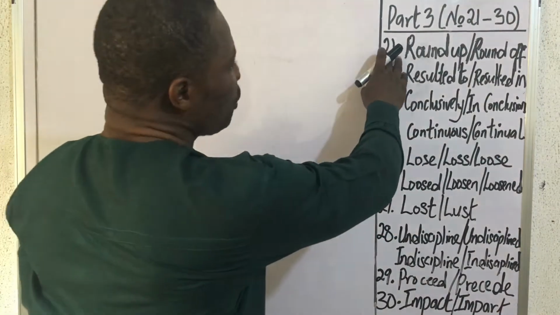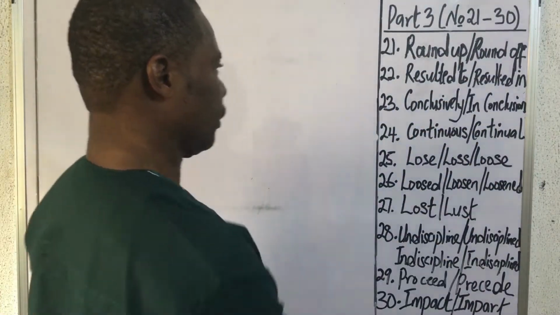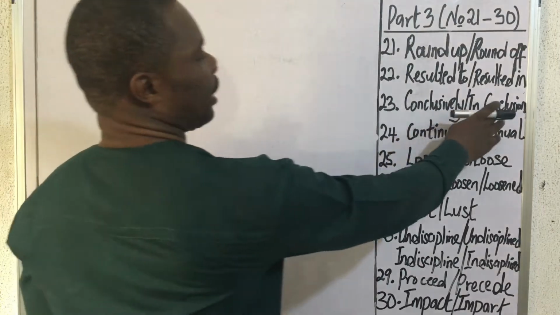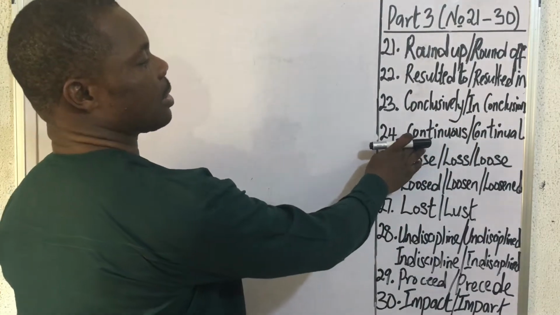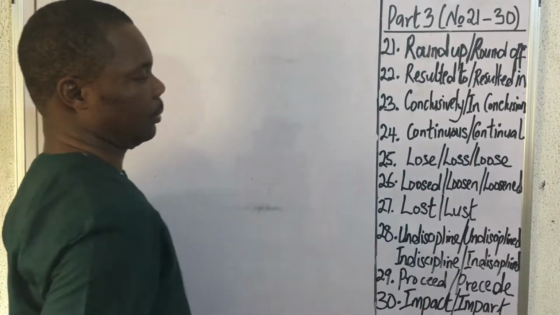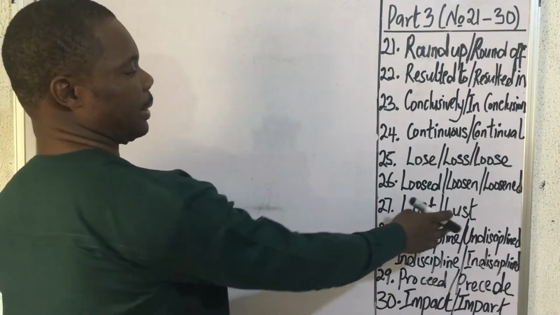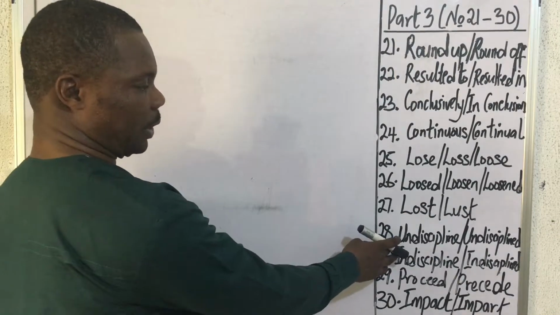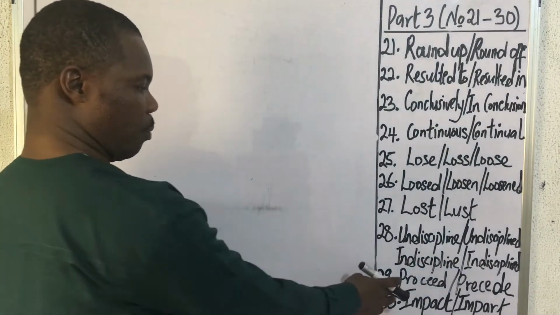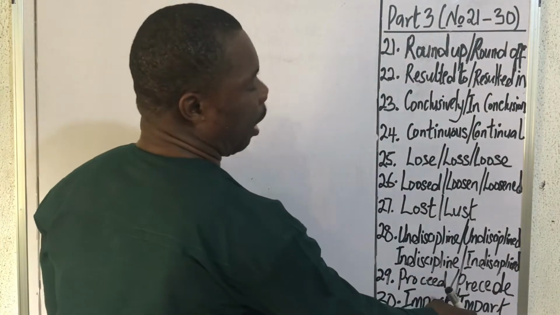For item 21 on the list, we have round up / round off, resulted to, resulted in, conclusively, in conclusion, continuous, continual, lose, loss, loosed, losing, loosened, lost, undisciplined, indisciplined, proceed, impact, impart.